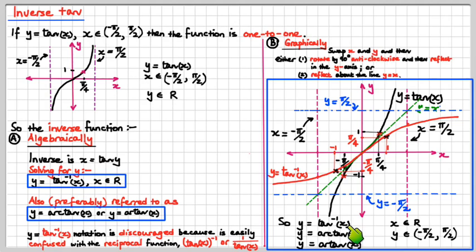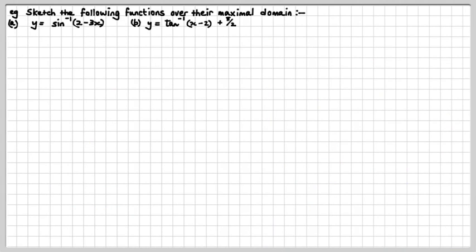y is the inverse tan x, preferred notation arctan or artan. x is any real number, and y goes from -π/2 to π/2, non-inclusive. Okay? Right, let's get going.